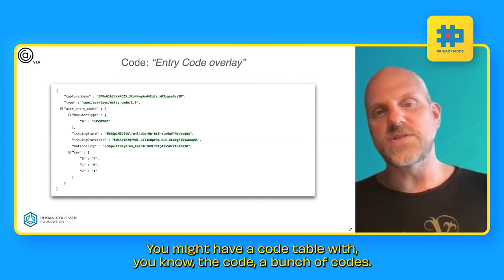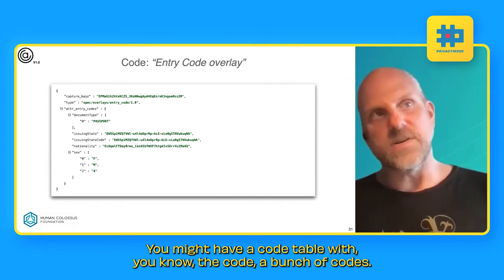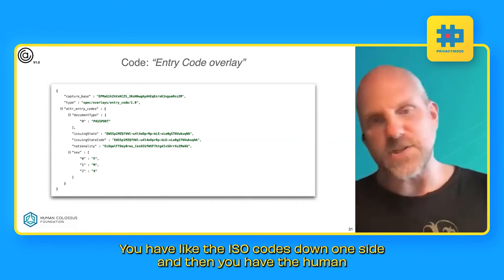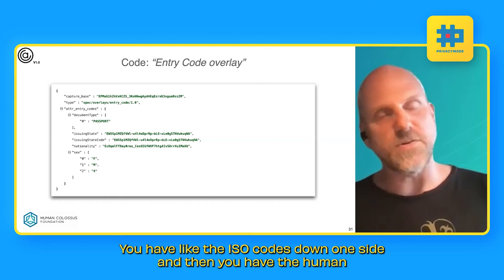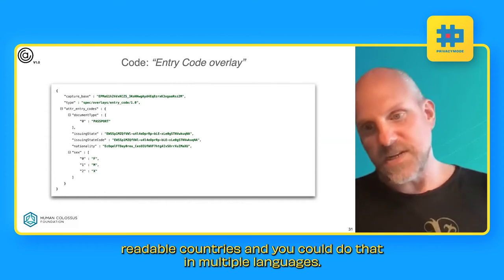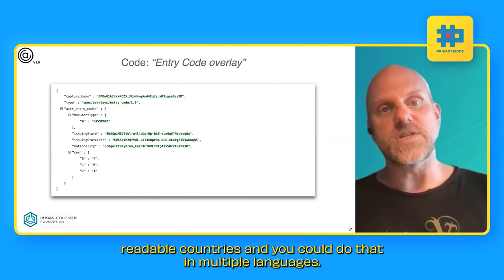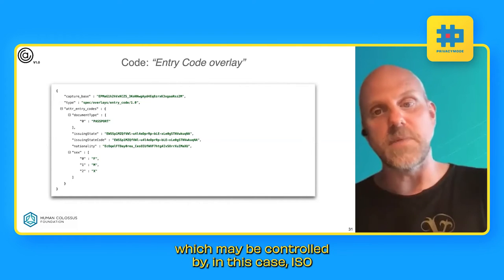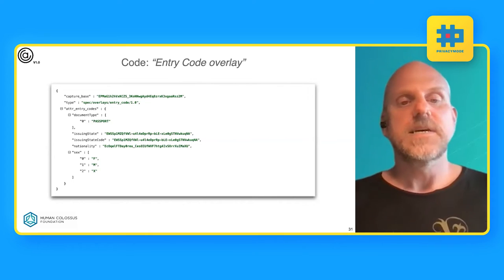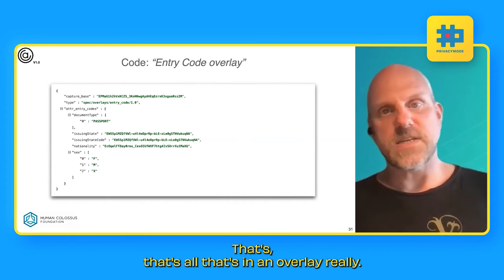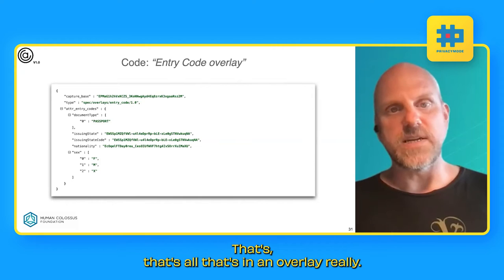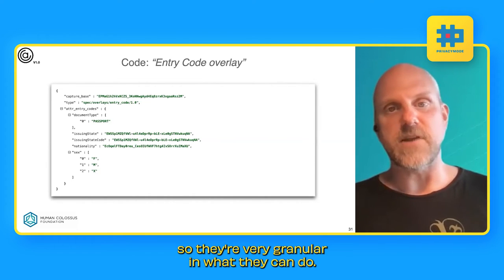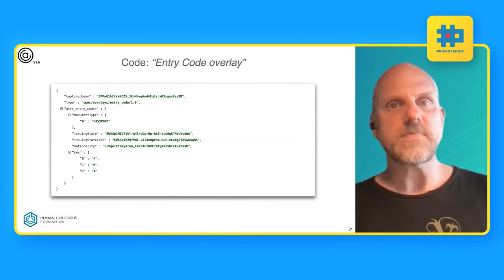You might have a code table with a bunch of codes. Think about something like country. You'll have the ISO codes down one side, and then you'll have the human readable countries, and you could do that in multiple languages. So this just gives a pointer to some of these objects, which may be controlled by, in this case, ISO. And that's it. That's all that's in an overlay, really. And all the overlays are very simple, but they're all task specific. So they're very granular in what they can do.